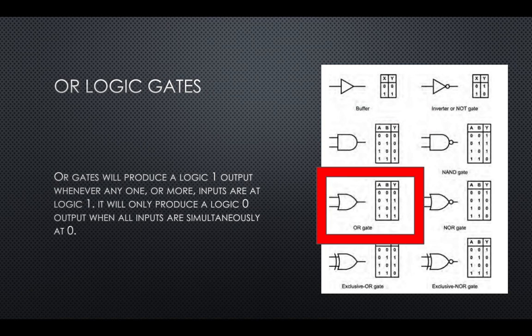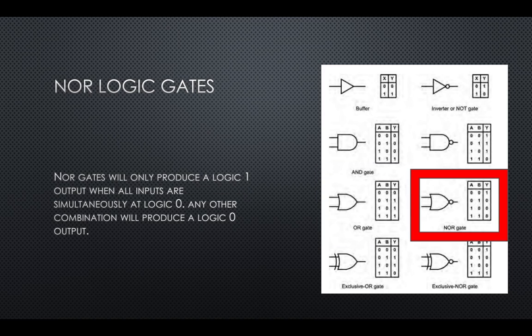OR logic gates will produce a logic 1 output whenever any one or more inputs are at logic 1. It will only produce a logic 0 output when all inputs are simultaneously at 0. So any input except for a double 0 will result in a 1.